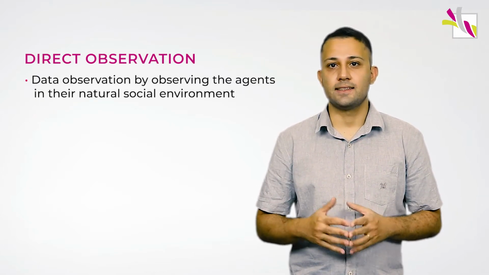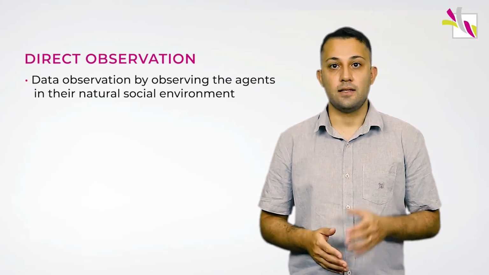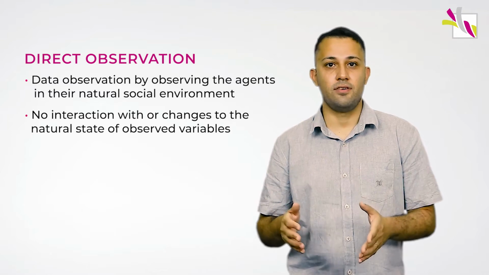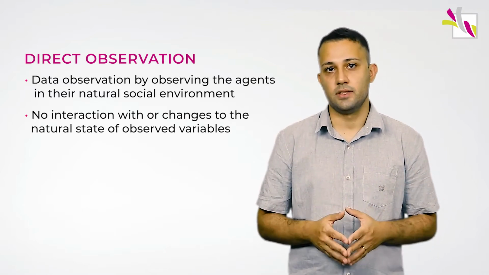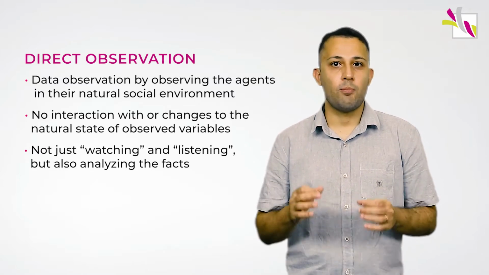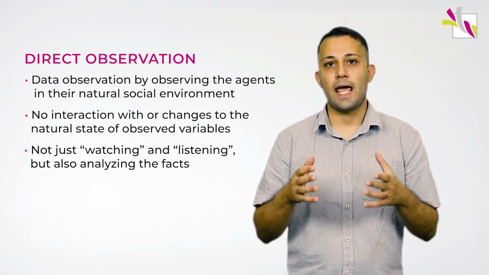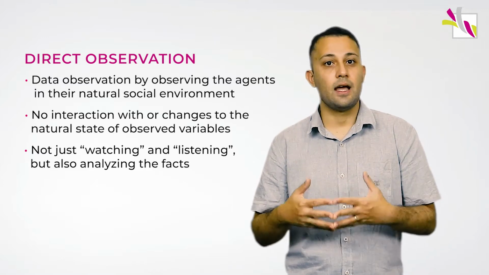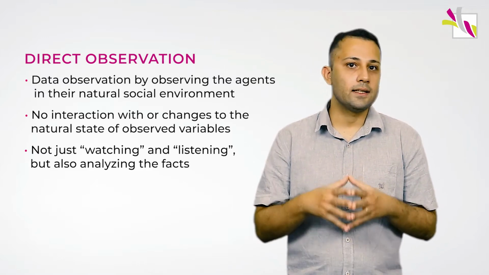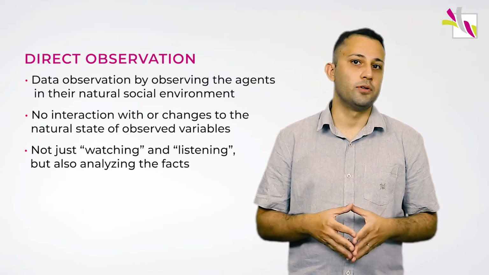costs. In direct observation, the researcher collects the data through the observation of the agents in their natural social environment. In this method, the researcher does not interfere in the context or interact to change the natural state of the variables observed. However, it requires more than watching and listening. It also requires analyzing the facts that one aims to study. So it is necessary to collect data and confront it analytically. How? By collecting a wide range of data and linking with a good literature review.